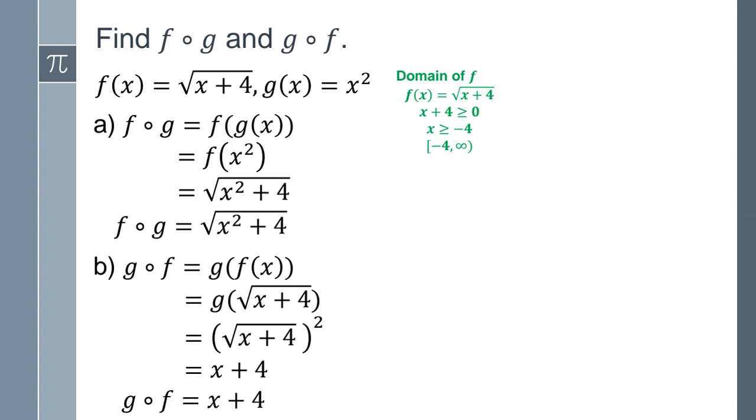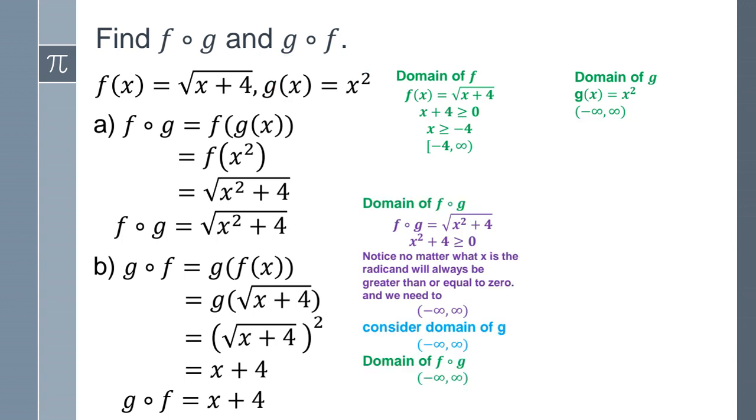Now let's get the domain of g of f. Here, the domain of g, this is g here, right? This is not a fraction, nor a radicand, nor a log. So it'll be all real numbers. That's where that comes from.